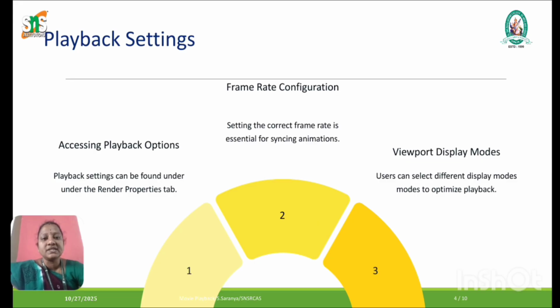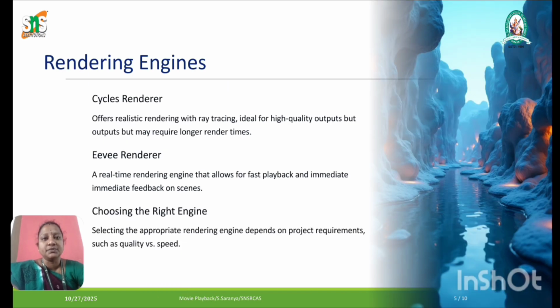Next is viewport display modes. The user can select different display modes to optimize the playbacks. We can play it in slow mode, or we can play it fast, by displaying it at a 10 or a 2.20 speed. Like that, we can display the motion video in fast or slow mode.